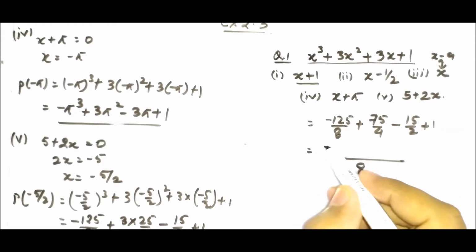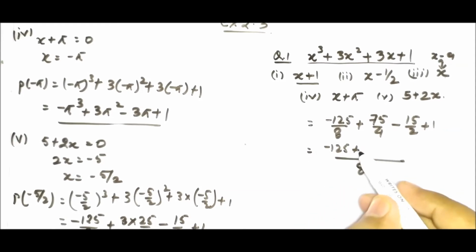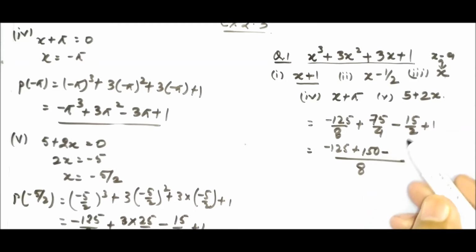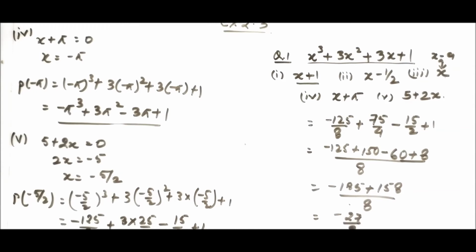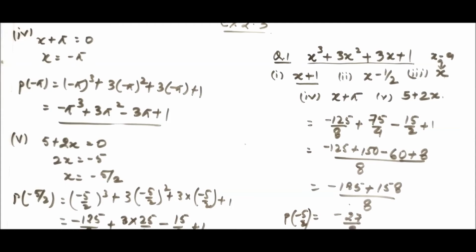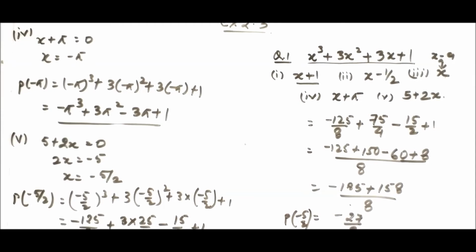LCM will be 8 here, that will be minus 125 plus 150 minus 60 plus 8. Now add the above portion: minus 125 plus 60 is 185, plus 150 plus 8 will be 158, divided by 8. Now we need to subtract: 185 minus 158 will be 27, and as negative is with the greater number, it will be minus 27 by 8. So this will be the remainder, that is p of minus 5 by 2. Okay, so I hope you understood what the remainder theorem is and how we apply it in the question.